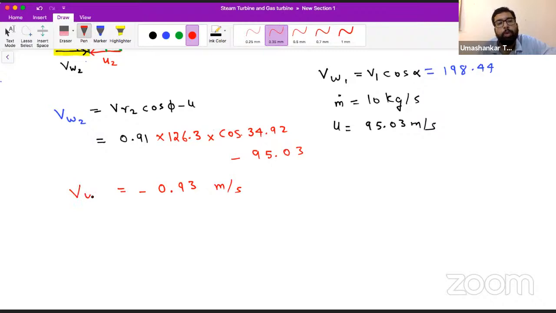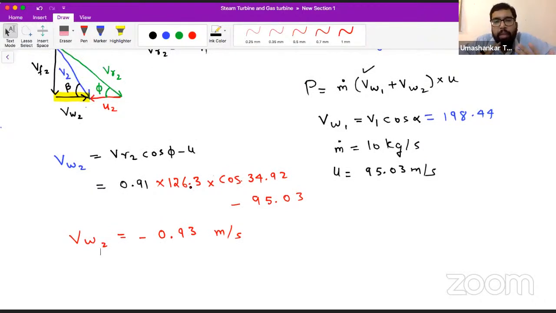So don't worry about this minus sign. Don't worry about this minus sign. The minus sign just means that whatever direction you have assumed, the actual direction is not that.